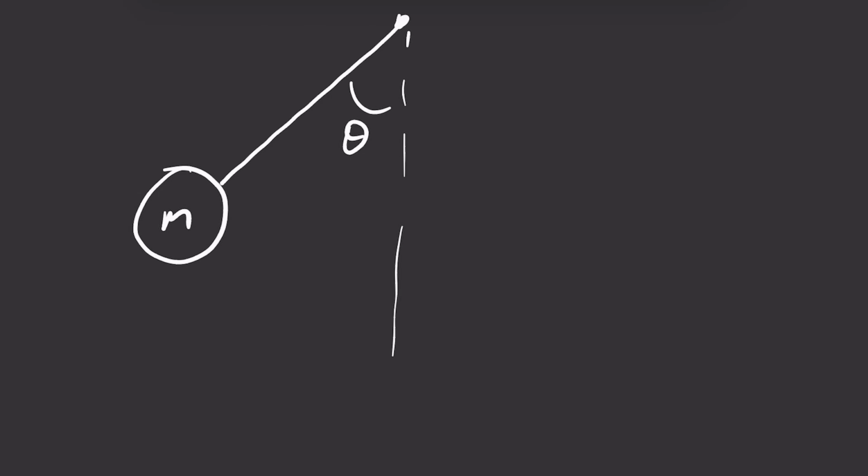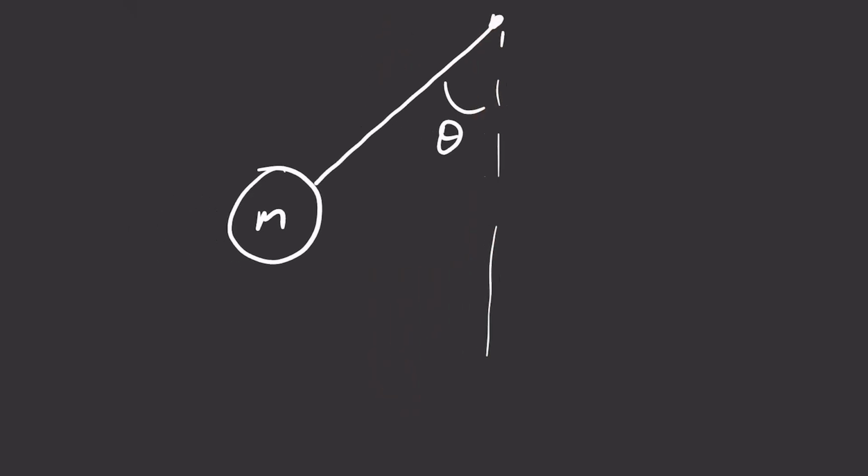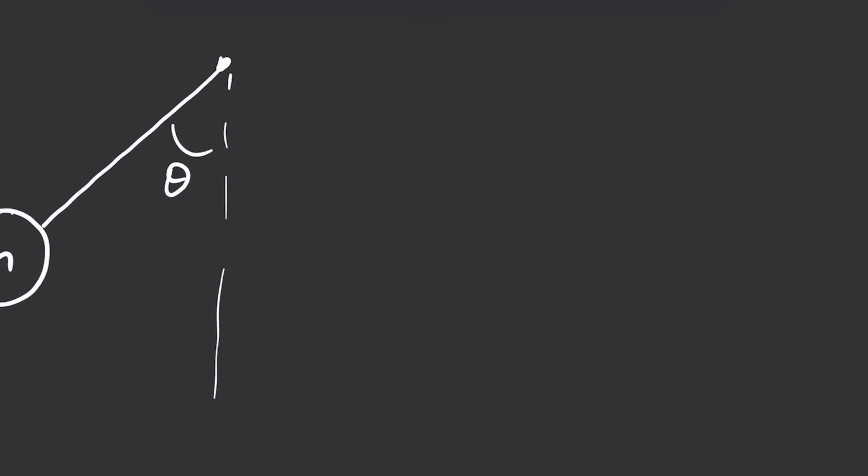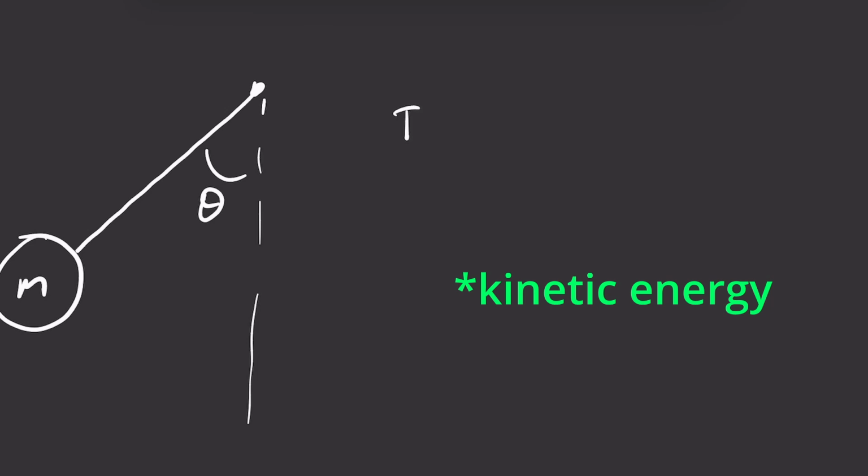So we have a massless string, and we have a point mass of mass m, and we have some kind of angle, we'll call this the angle origin. And so we can figure out its kinetic energy, in this case it's T.